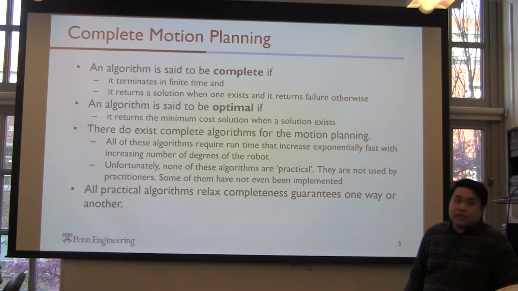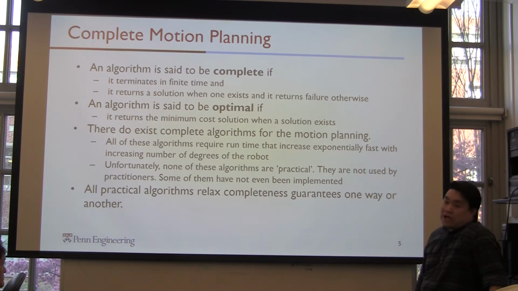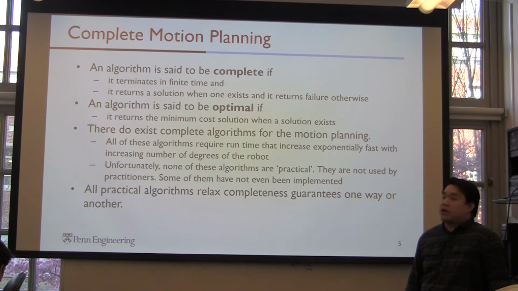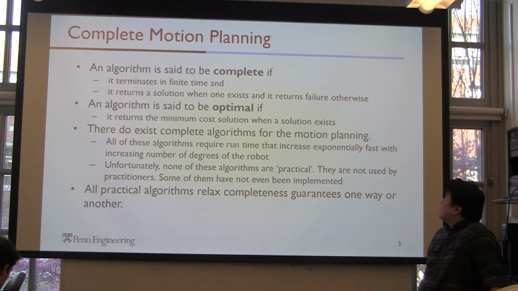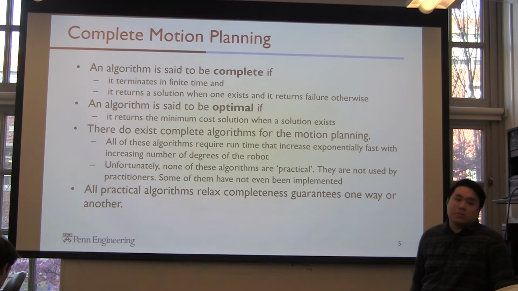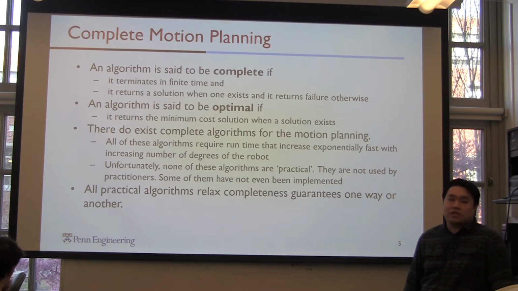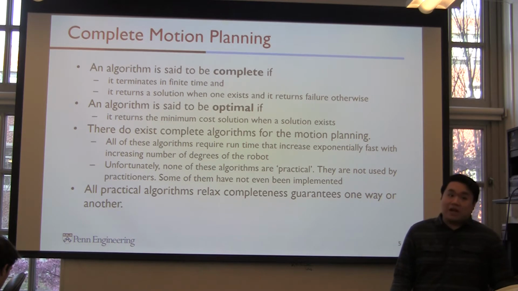There do exist complete algorithms for motion planning. They usually require runtime that grows with the number of degrees of freedom of your robot. Also the runtime increases exponentially fast. So none of these algorithms are usually practical. You don't have an infinite amount of time budget to come up with a motion plan and execute, because you have some real life constraints. You can't just let the robot run forever, so they are not implemented, basically.